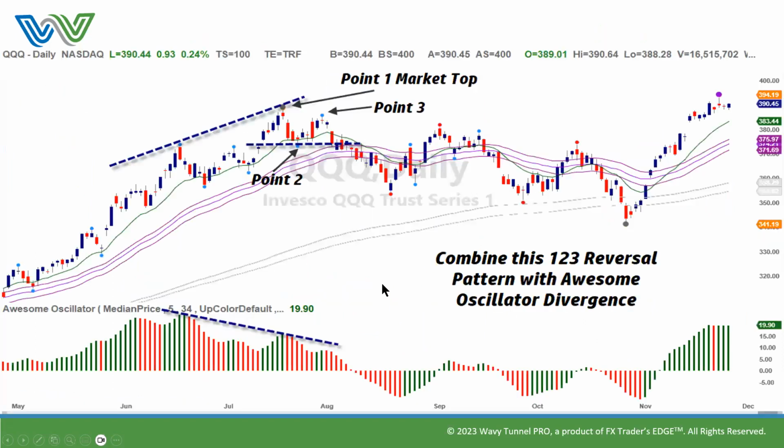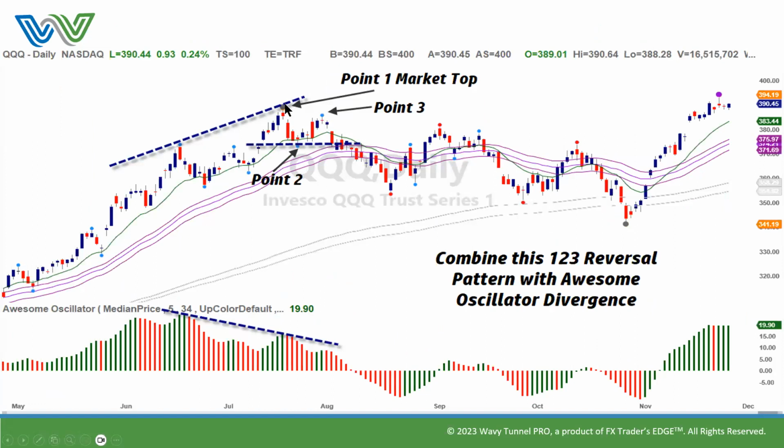Now this chart is the QQQ. I printed out these charts yesterday. Let's just focus on the rally that took place before we had the major correction. With the rally, look what happened up here. We had nice awesome oscillator divergence. And this is the point T on the market map that I showed you. We don't know if it's the market high. We really do want to use that 1, 2, 3 reversal for confirmation.